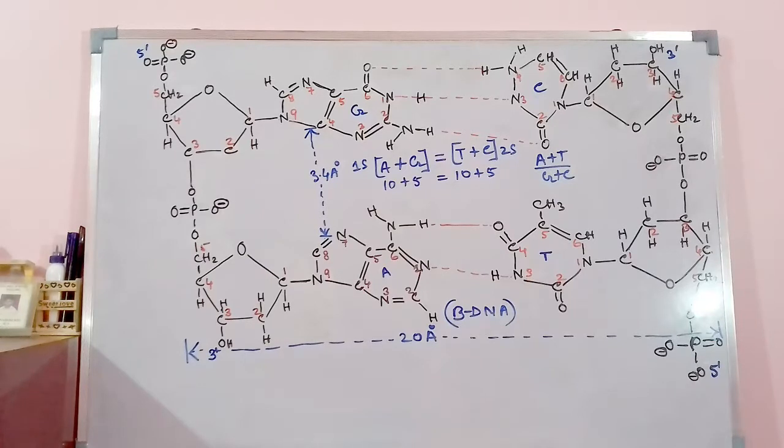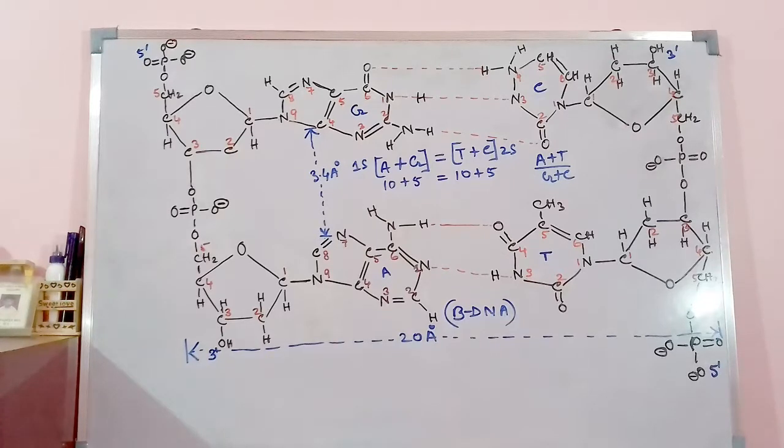And this was first mentioned or brought forward by the scientist Erwin Chargaff. So this may vary from species to species. The ratio of adenine plus thymine divided by guanine plus cytosine is almost 1.52 in the case of human beings. This ratio was found to be almost 1.52 in human beings.